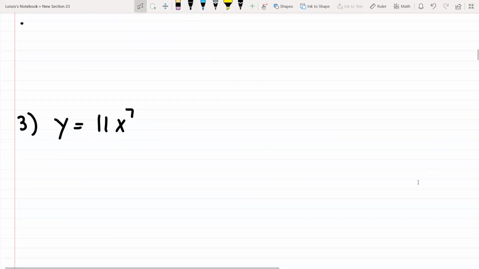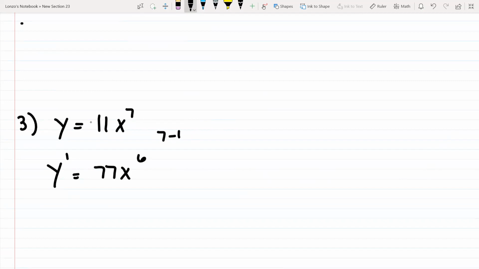Let's do number 3. y equals 11x to the 7th. We're definitely going to use just power rule, right? 11 is a constant, so how I think of it is just take it out for a moment. You multiply 7 by 11, which is 77. And then the new power for x is going to be 6 because 7 minus 1 is 6. So your final answer is this.